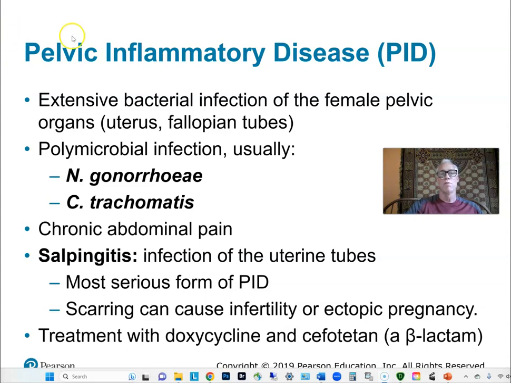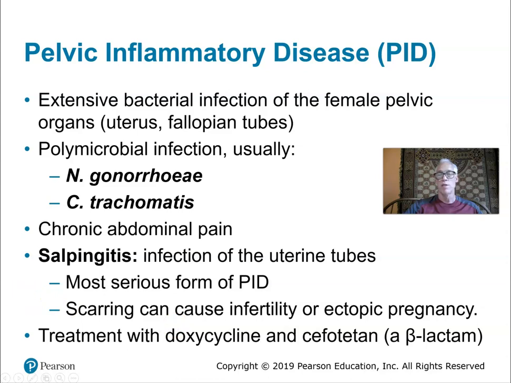Now we've got the uterus and fallopian tubes potentially involved. Usually it's a co-infection with Neisseria gonorrhoeae and Chlamydia trachomatis. Those two together almost universally are causing pelvic inflammatory disease. It causes chronic abdominal pain. Salpingitis is what it's called when the infection gets into the fallopian tubes, and that's a very serious condition, basically almost as bad as it can get, right? It's moved all the way up through the entire reproductive tract. Scarring in the fallopian tubes can cause infertility, and that's a bad outcome, obviously.